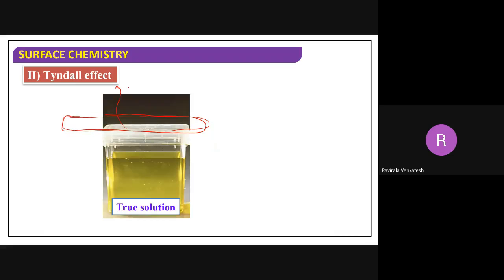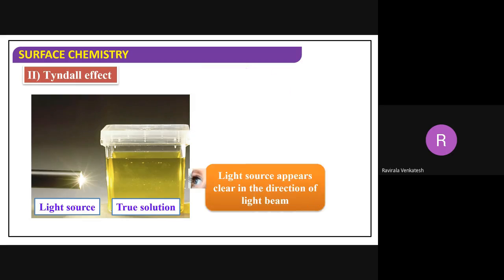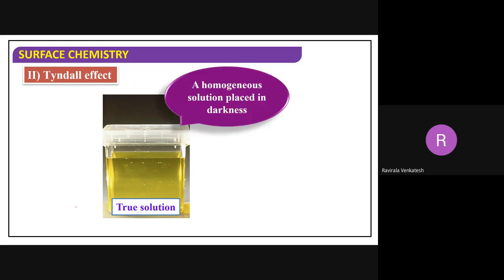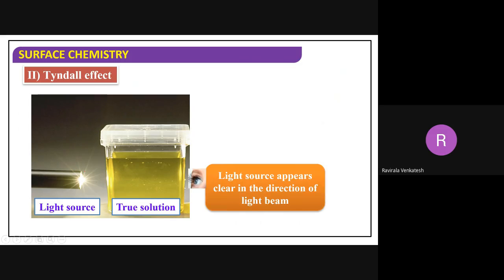Now let us see what happens. I have taken a true solution here, in which the particle size is less than 1 nanometer. It is a homogeneous solution, salt in water. Now it is placed in the darkness. I have taken a light source, and this light is passing through the true solution.